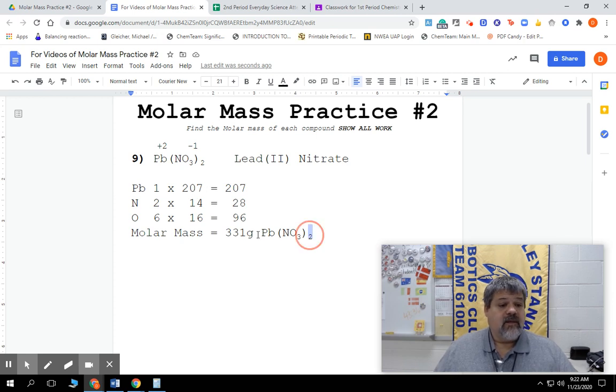Then we highlight our answer. And there we go. There's our answer for question number 19 of practice number 2. So the molar mass of lead(II) nitrate is 331 grams.